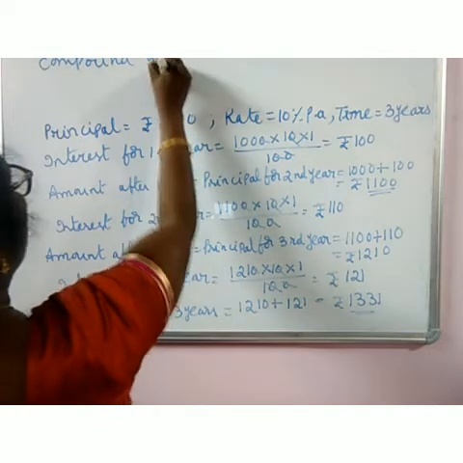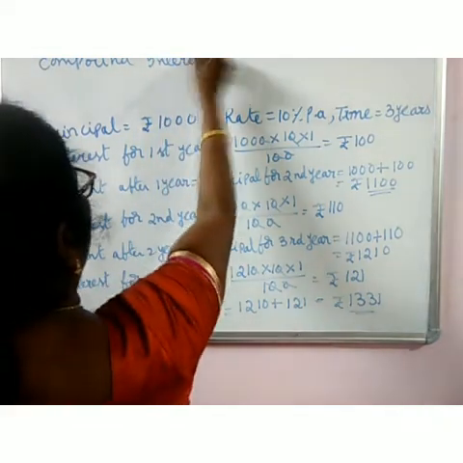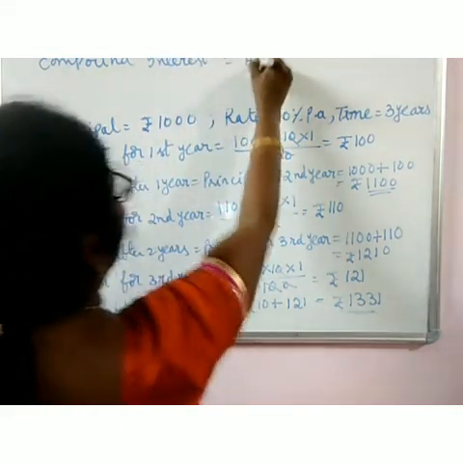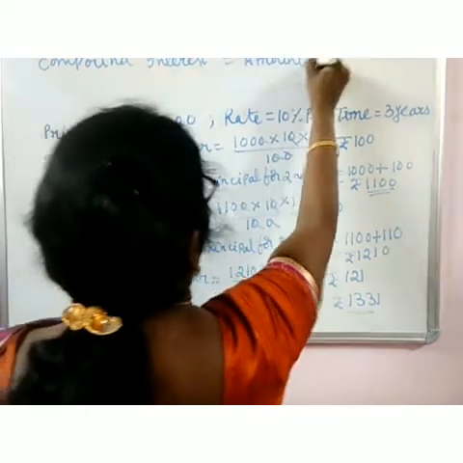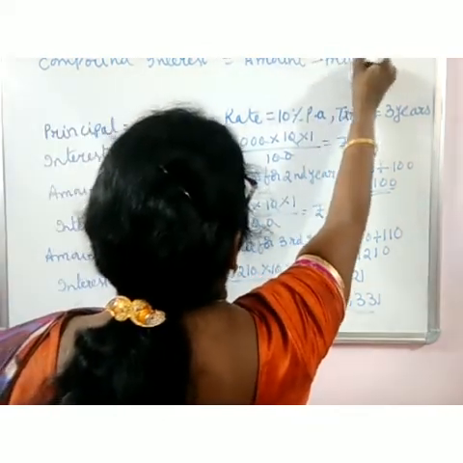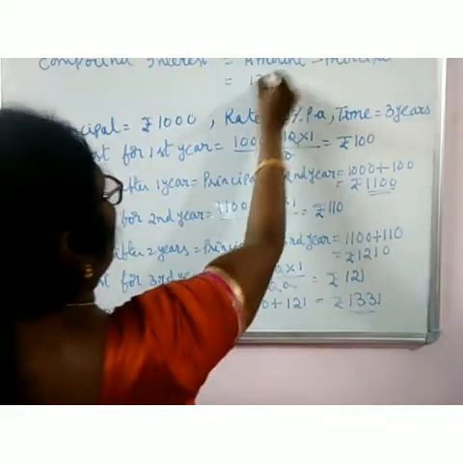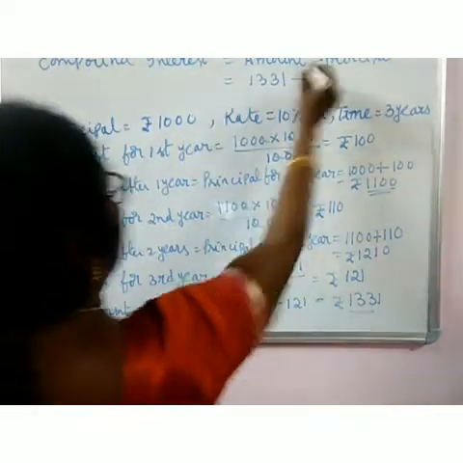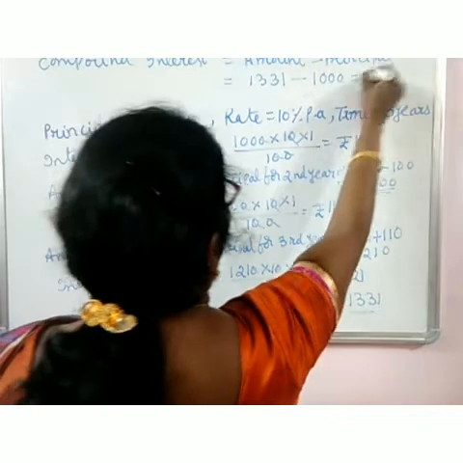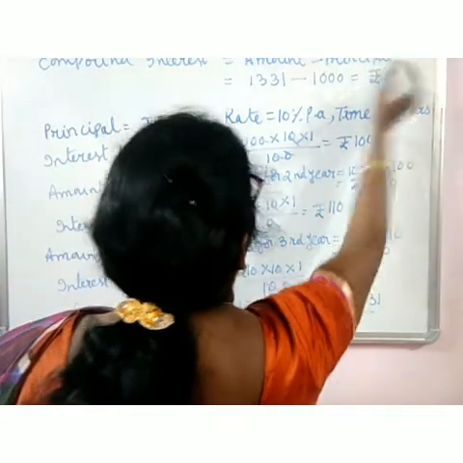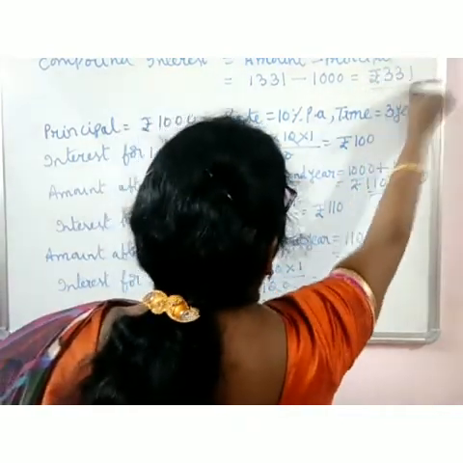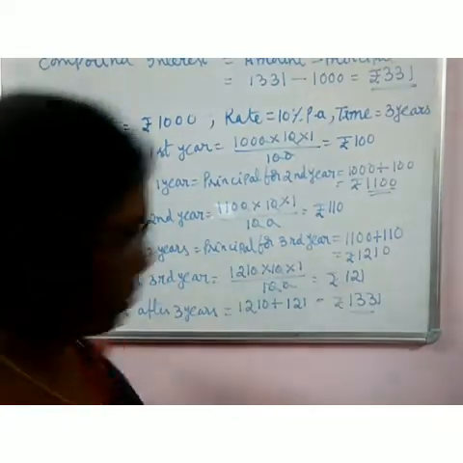final amount minus original principal, I said. That is amount minus principal. Here we got amount after 3 years we got 1331 and principal is 1000 rupees. That gives you 331 rupees is the compound interest.